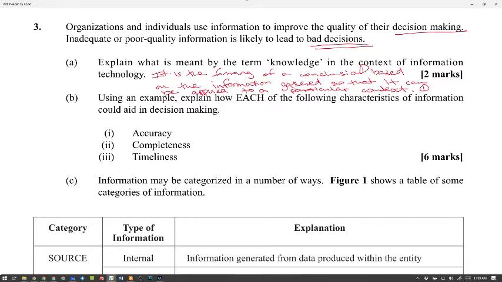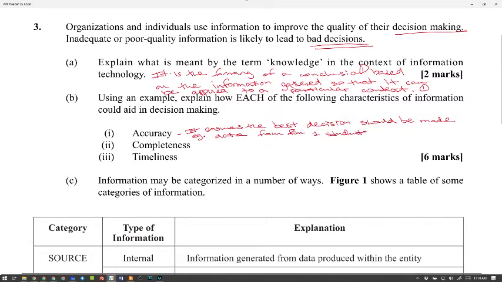So, alright, using an example, explain how each of the following characteristics of information could aid in decision making. Alright, it ensures that the best decision should be made, and then you have a nice example, which is data from Form 1 students should be from Form 1 students only, right? That's a good example, because the example would sell it. So that's why I said using an example.